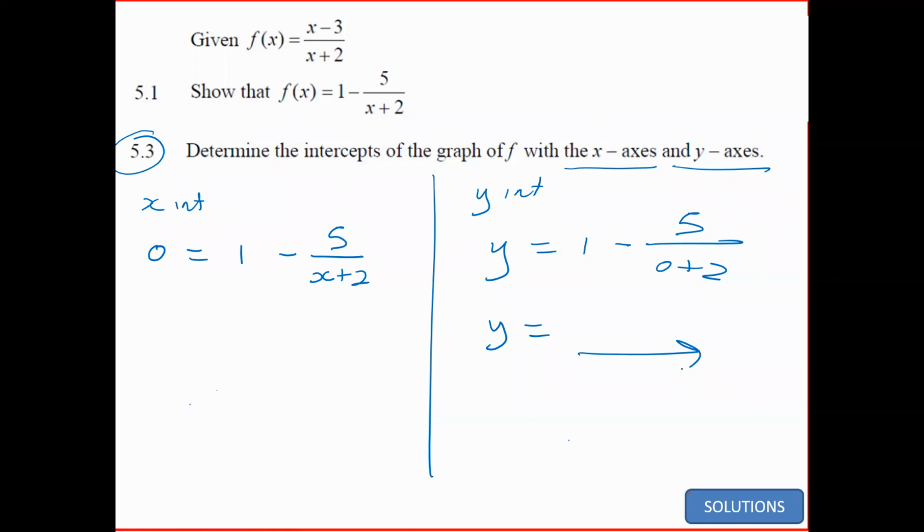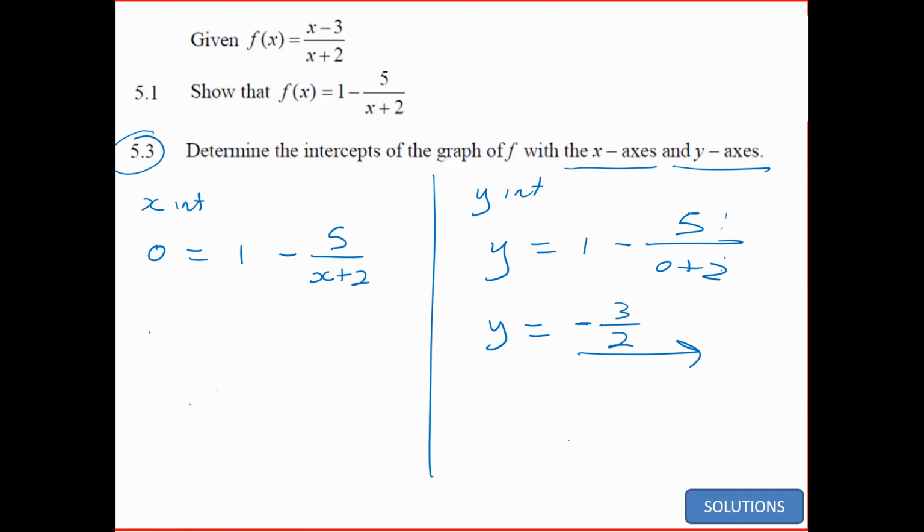For which side? Is that for the x-intercept or y-intercept? The y-intercept, sir. How are you going to get that answer? Something's wrong with that answer, because you've got 5 over 2. 0 plus 2 is 2. 5 over 2 is actually 2.5. So 1 minus 2.5 can never give us 3. So minus 3 over 2, sir. Minus 3 over 2. That makes more sense. Minus 3 over 2 or minus 1.5. We're all happy with that?